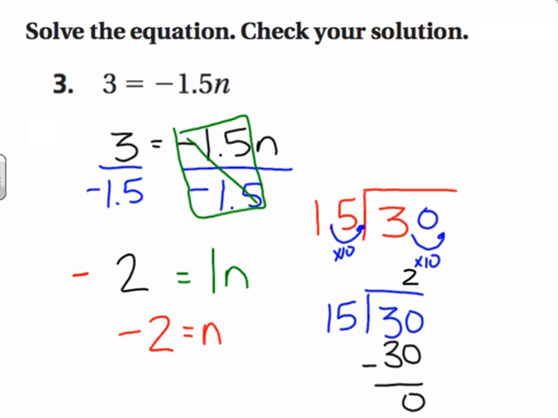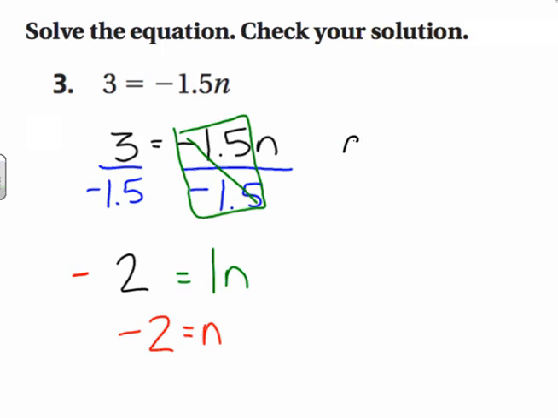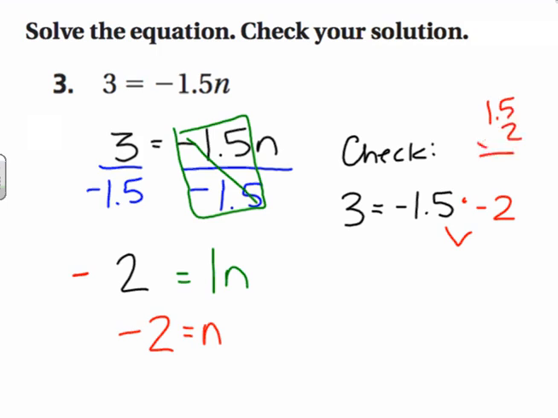Okay, if I'm checking that answer, I'll reset here. Start with my equation. 3 equals -1.5 times n. And n, I believe, is -2, so times -2. And then I can just test it. 1.5 times 2 would be 3.0. Negative times a negative is a positive. And since I get 3 on both sides, I know that negative 2 is the correct answer.